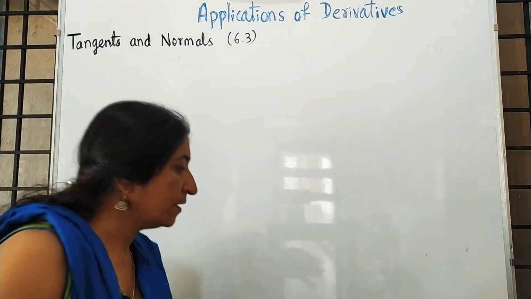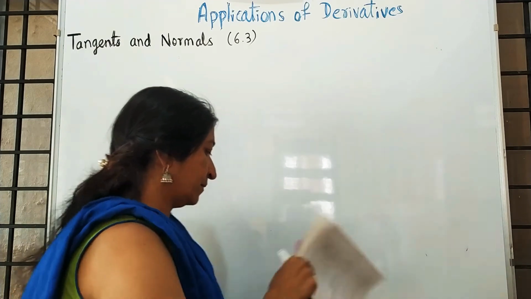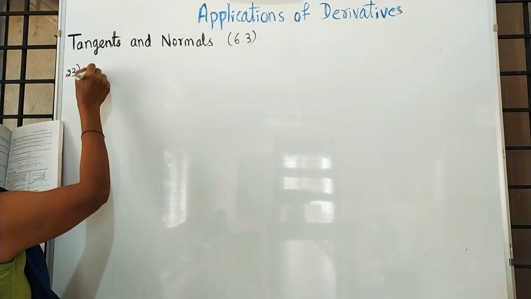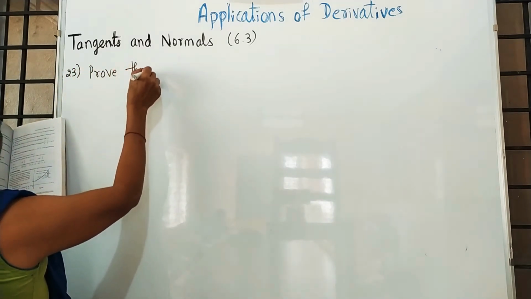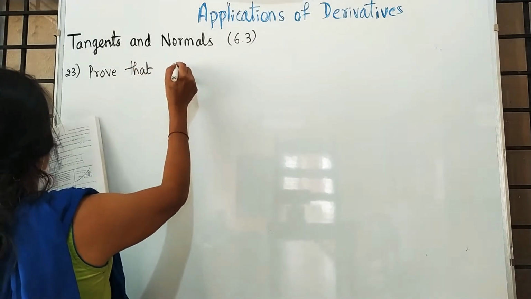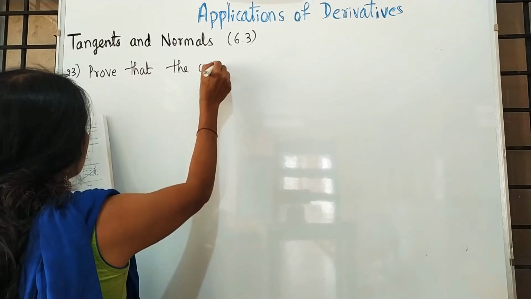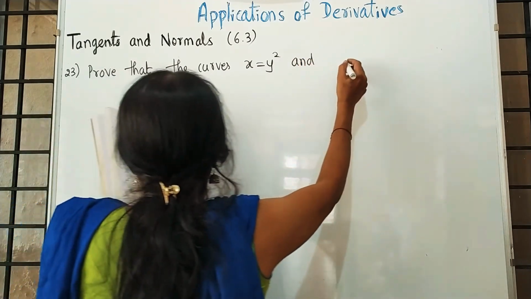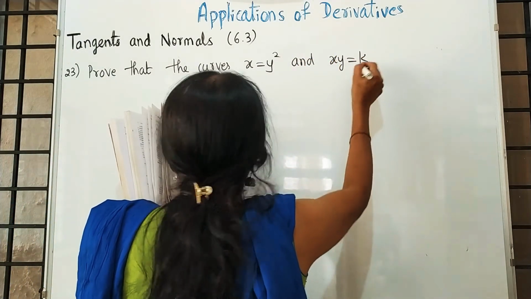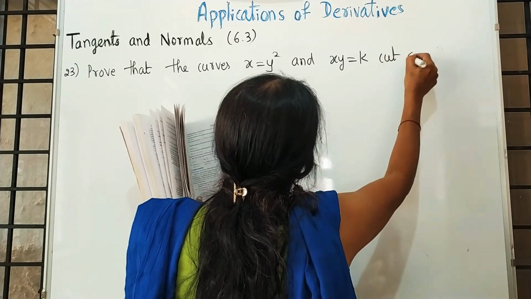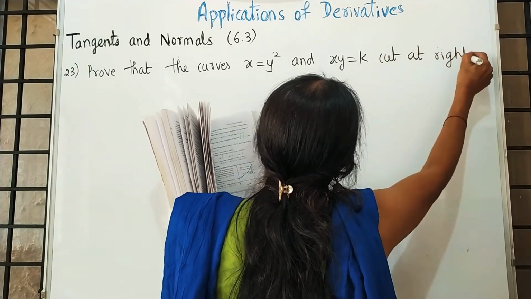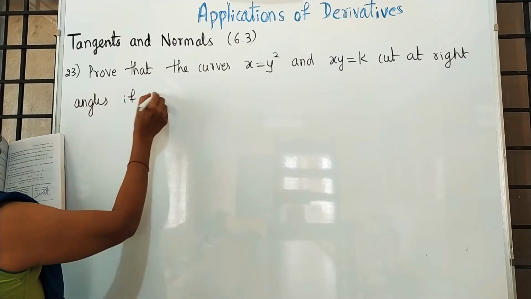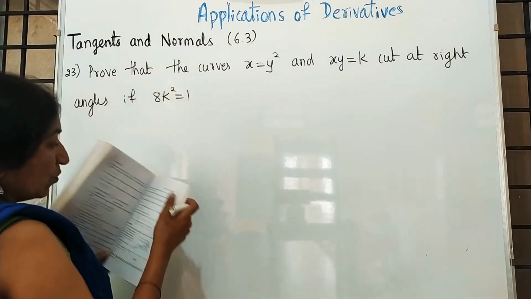Question number 23. Prove that the curves x is equal to y square and xy is equal to k cut at right angles if 8k square is equal to 1.